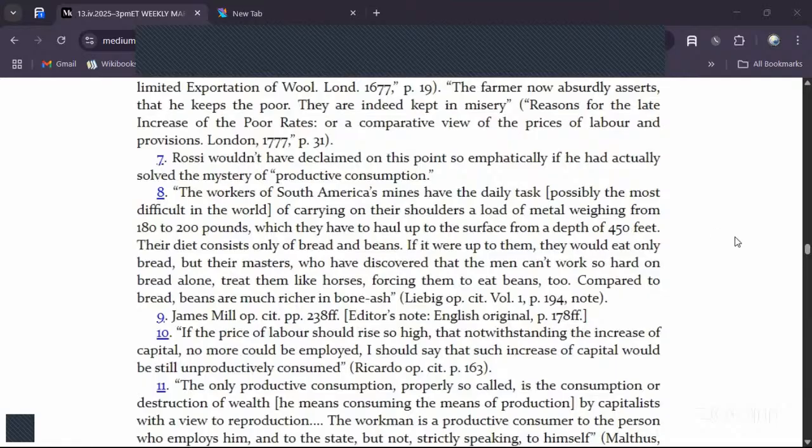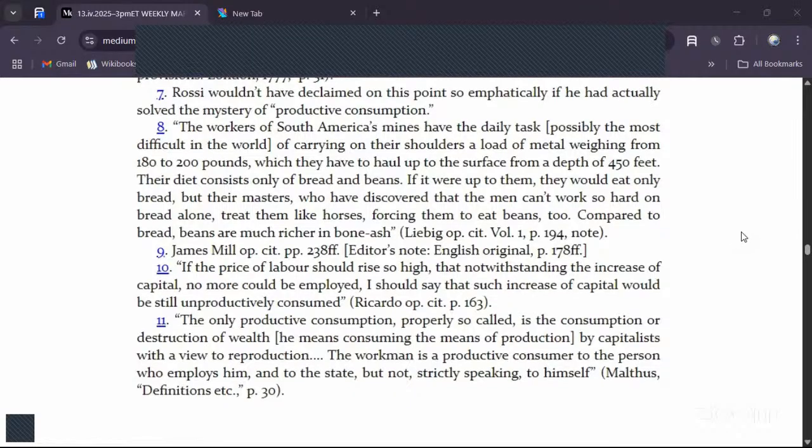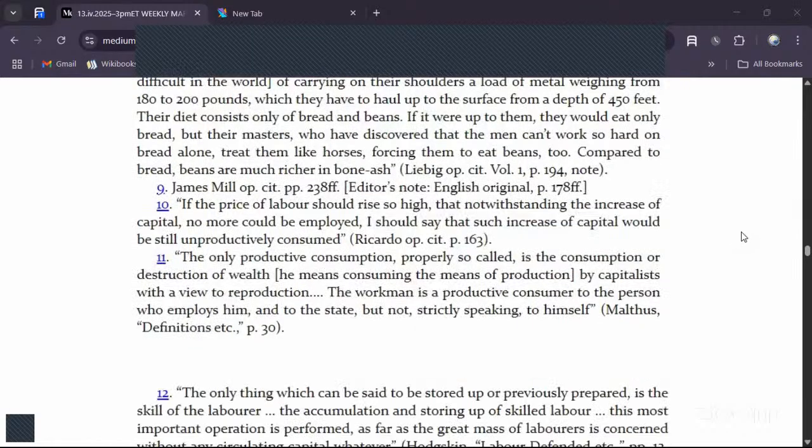Number 10. If the price of labor should rise so high that, notwithstanding the increase in capital, no more could be employed, I should say that such increase of capital would still be unproductively consumed. Number 11. The most productive consumption, properly so called, is the consumption or destruction of wealth. He means consuming the means of production by capitalists with a view to reproduction.